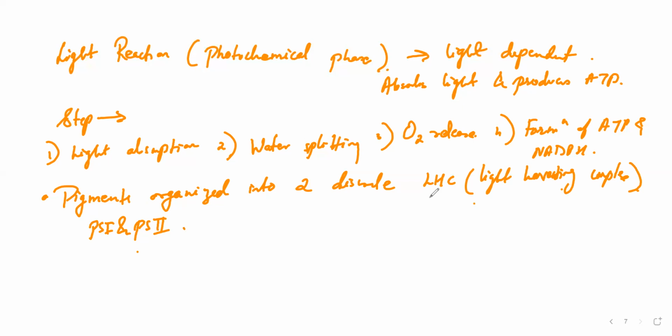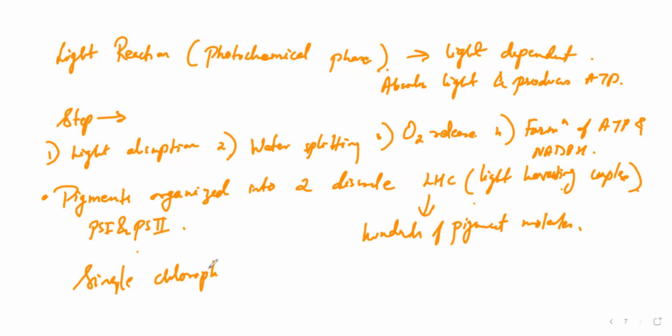LHC is basically made up of hundreds of pigment molecules. The pigments in photosystem 1 and 2 are going to absorb different wavelengths of light. Over here, you will have a single chlorophyll A pigment, which is going to act as a reaction center.